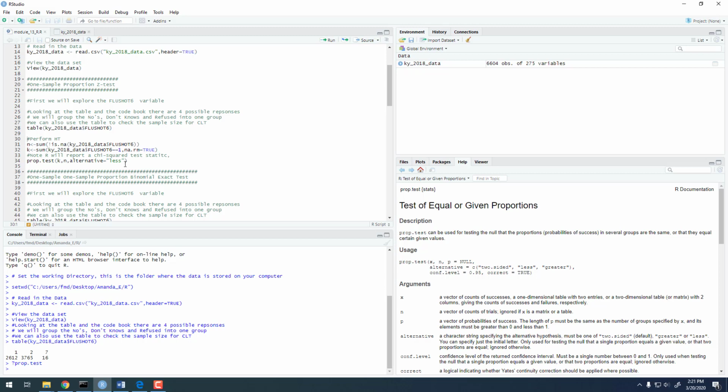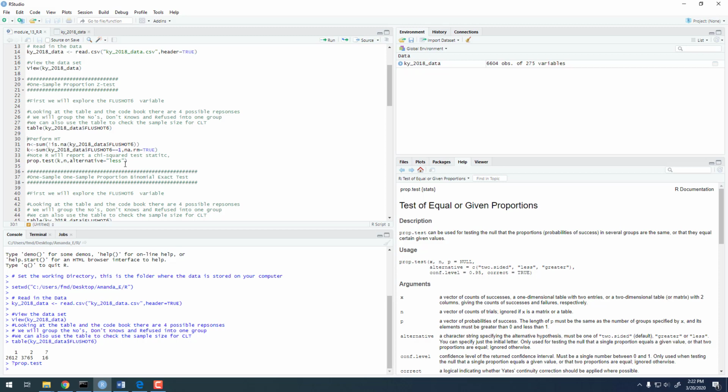Now, the reason I'm doing this is my hypothesis test is looking to see if that proportion is less than 50%. So it's a one-tailed test, and I need to tell R what direction we're going to be going. And so it's going to be the left tail test, or in the alternative, I have a less than sign. Now the next thing you might say is, well, you're checking to see if it's less than 50%. How does R know that it's less than 50%?